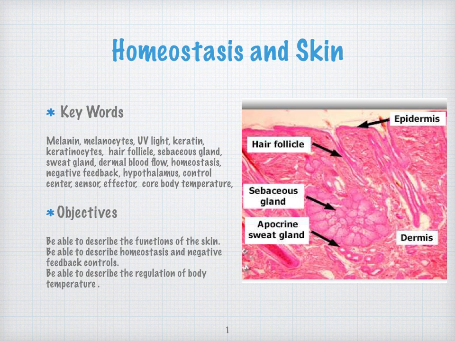And there labeled are some structures in the dermis: hair follicles, which give rise to hair; sebaceous glands, which produce sebum, an oily fluid that waterproofs the skin and hair; and then the sweat glands, which produce a fluid that evaporates off the skin and carries with it excess heat.